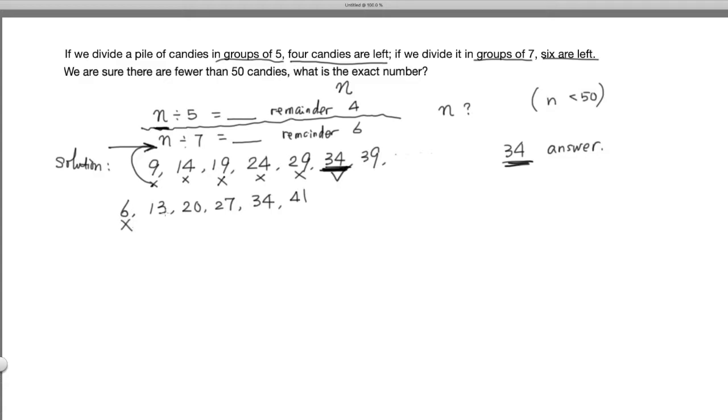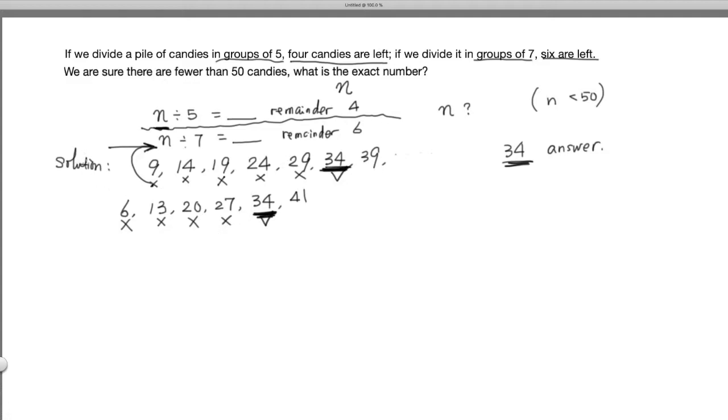So 6 divided by 5, remainder 1. So it's no. 13 divided by 5, remainder 3. No. 20 divided by 5, remainder 0. No. 27 divided by 5, remainder 2. No. 34 divided by 5, remainder 4. And you're good. Of course, we find the same number.